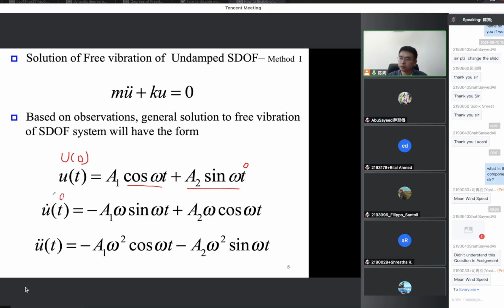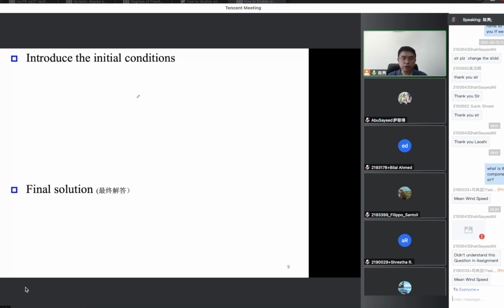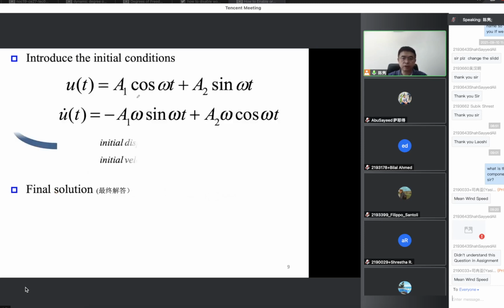So this time 0, so it became u dot 0. And again, this part became 0, right? This part, because this is time 0, and this part becomes 1. And so A2 equals to u0 dot divided by omega. So by these two initial conditions, you can have the answers for the two unknown coefficients. Which means if you introduce initial conditions, you can have the two unknowns.